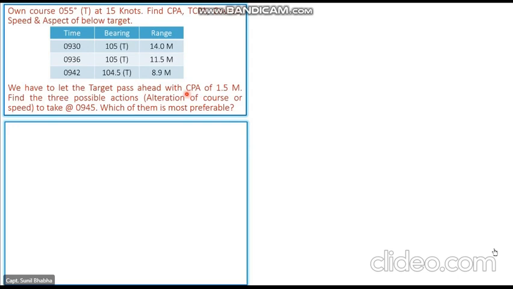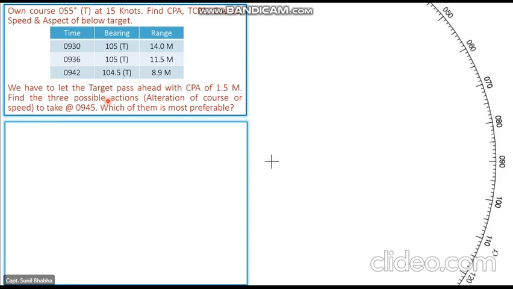Now, we need to maintain a CPA of 1.5 miles with this target. The important thing to note is that the action is taken at 0945, that is 3 minutes after the last observation. So if you see, the first part of the question is a simple plotting exercise. Given own ship's course and speed, we have to find the CPA, TCPA, course, speed of the target and aspect. So this is a simple basic plotting question. The second part requires us to predict our action. So let us see how we do this question.